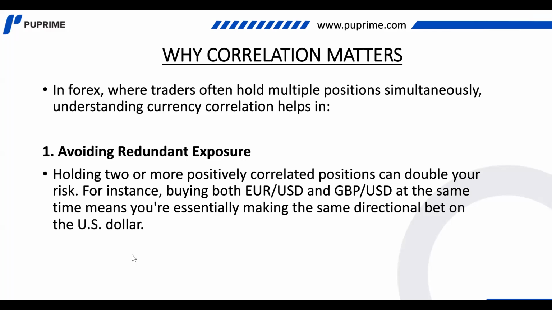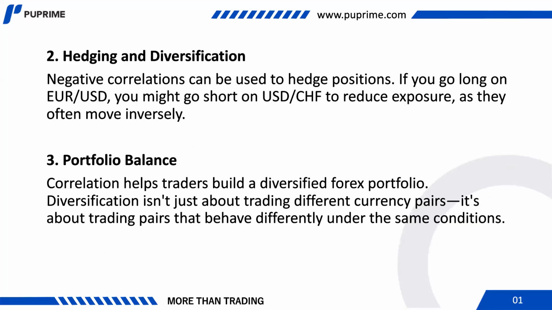Number one, avoiding redundant exposure. Holding two or more positively correlated positions can double your risk. For instance, if you are buying both Euro USD and GBP USD at the same time, you are making the same directional bet on the US dollar. But how about you buy Euro USD and sell USDCHF, right? If Euro USD is giving you a loss, you are making profits in USDCHF.